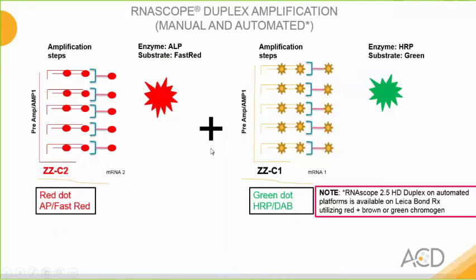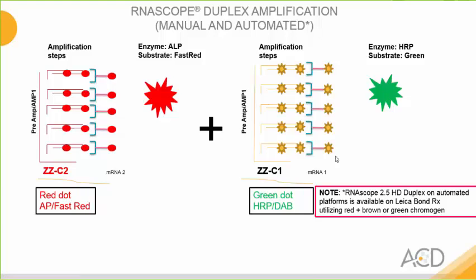So next, let's look at the duplex assay. The duplex assay is used for detecting two targets. In this case, both C1 and C2 probes are used. The amplification cascade for C1 and C2 occurs simultaneously. I often think of the amplification cascade as building the amplification tree. So in this case, two different trees are being built at the same time for the C1 and C2 probes.